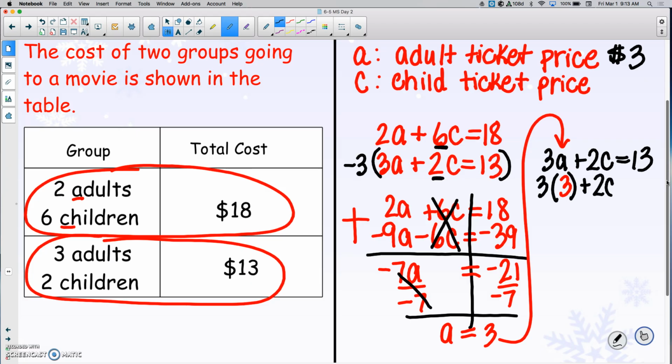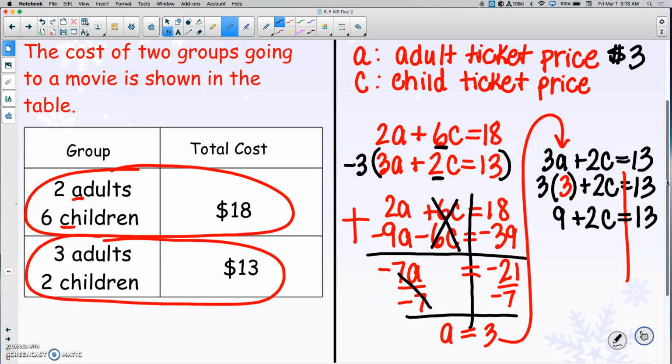Remember, 3a means 3 times a. So I need to multiply. So 3 times a, and a is 3. 3 times 3 is 9. So 9 plus 2c equals 13.